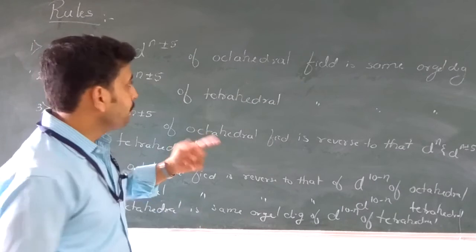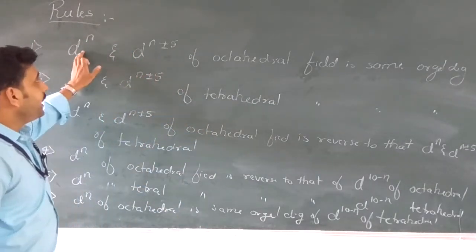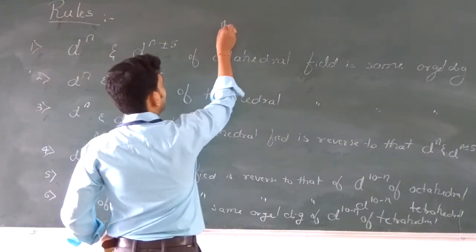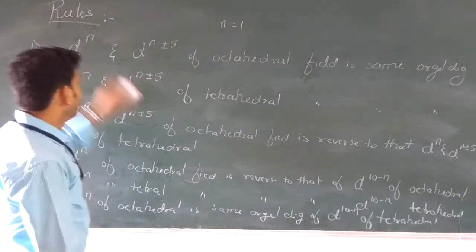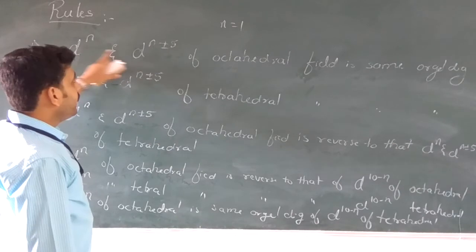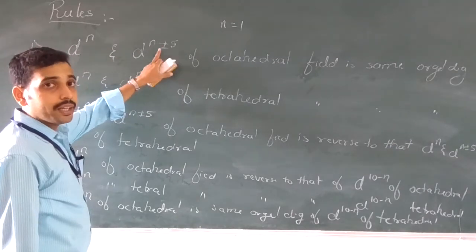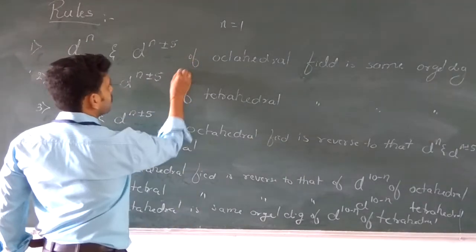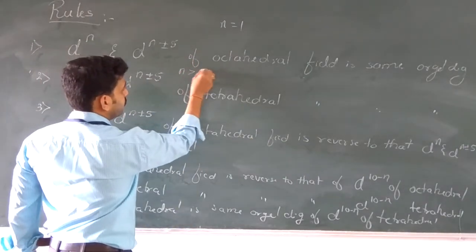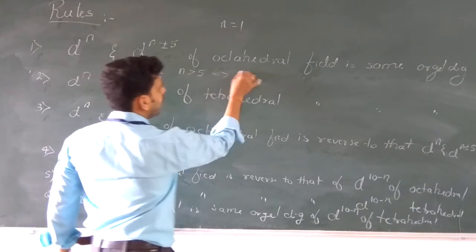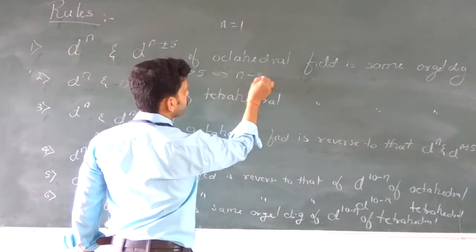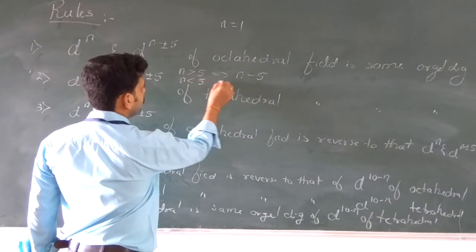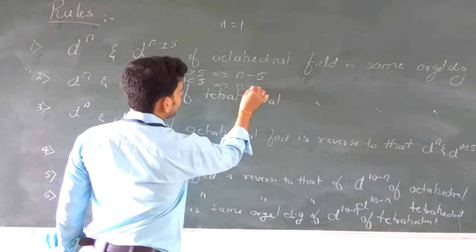Suppose in the first rule, dn and d(n plus or minus 5), n equal to 1. Then n plus or minus 5 is either n minus 5 or n plus 5. Clear? Here, when n is greater than 5, the formula is n minus 5. Suppose n is less than 5, the formula is n plus 5.